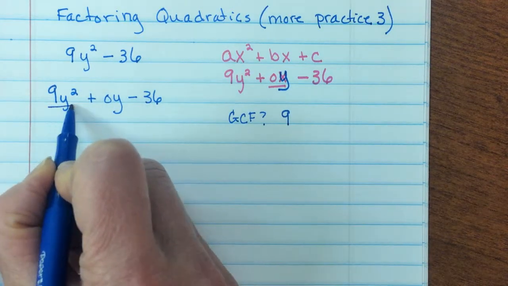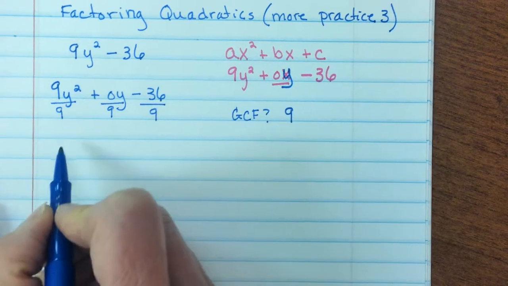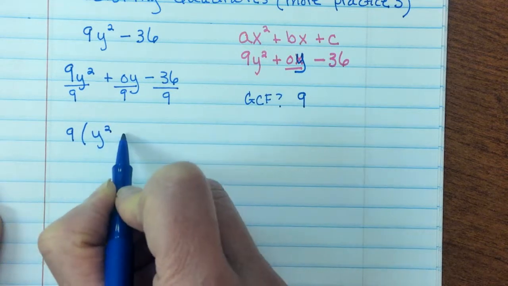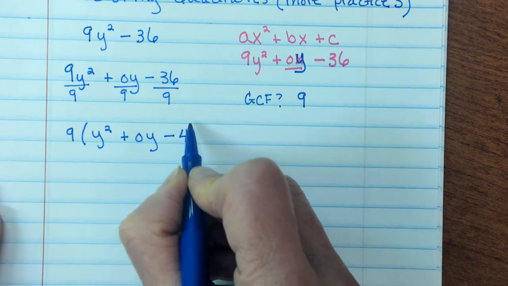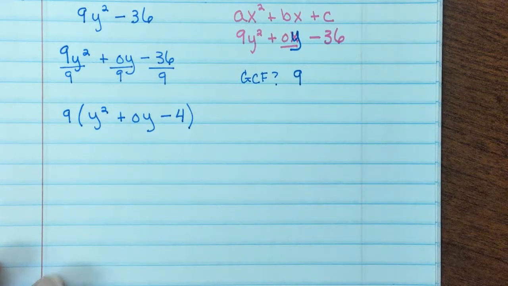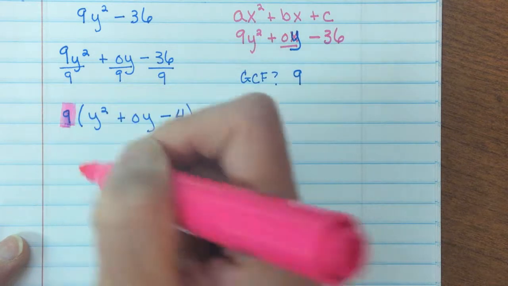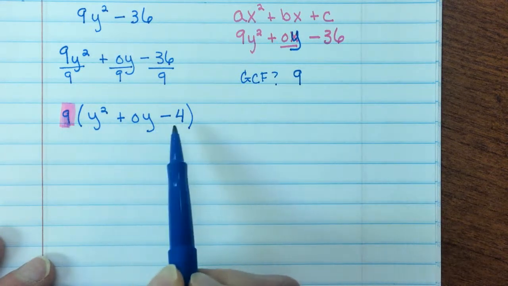So that means I can divide out a 9 from all terms. So then that gives me 9 times y squared plus 0y minus 4. So now the only thing that I'm going to work on is this here in the middle. So I'm going to highlight this 9 because I have to remember to put that 9 back in my problem at the very end. So now I'm just going to look at this. This is the only thing I care about factoring.